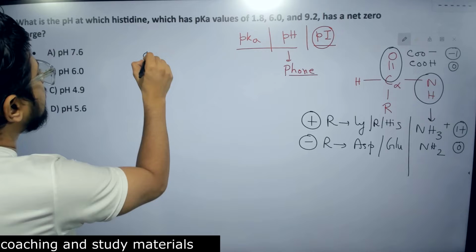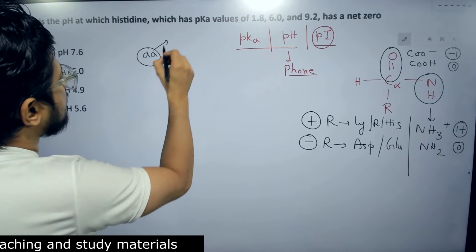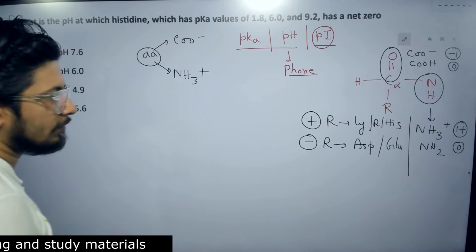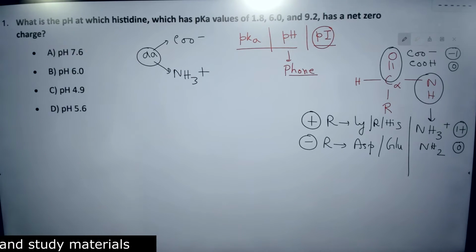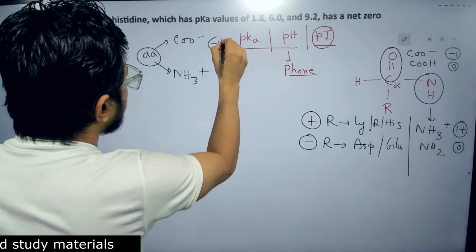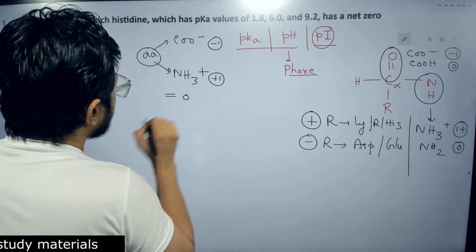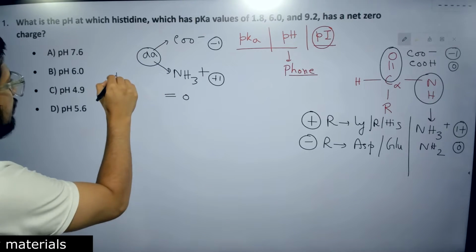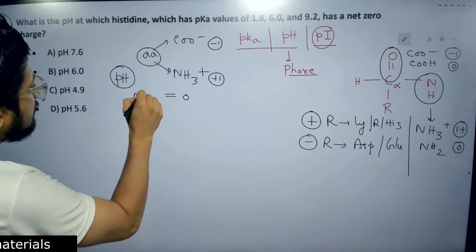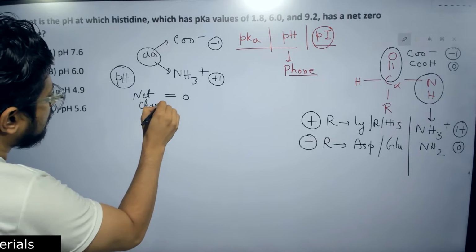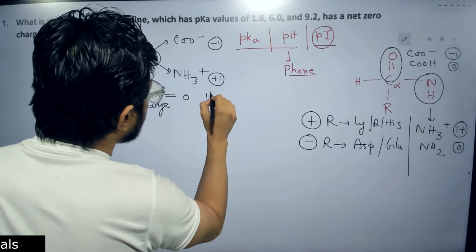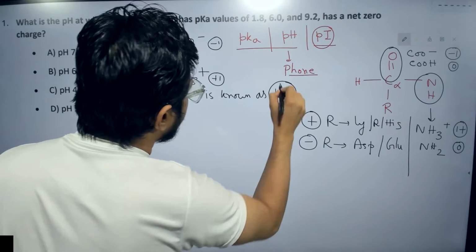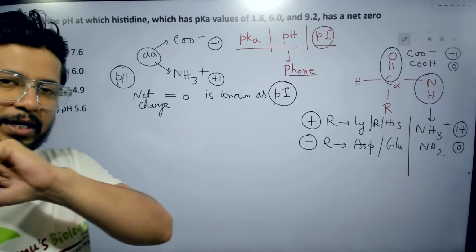So if we talk about an amino acid where, in a single amino acid, you have a CO minus and you have an NH3 plus, then what will be the net charge of this amino acid? Minus 1 here, plus 1 here, the net charge will be 0. Isn't it? The pH at which the net charge of the amino acid becomes 0 is known as the Pi, or isoelectric point, of that amino acid.